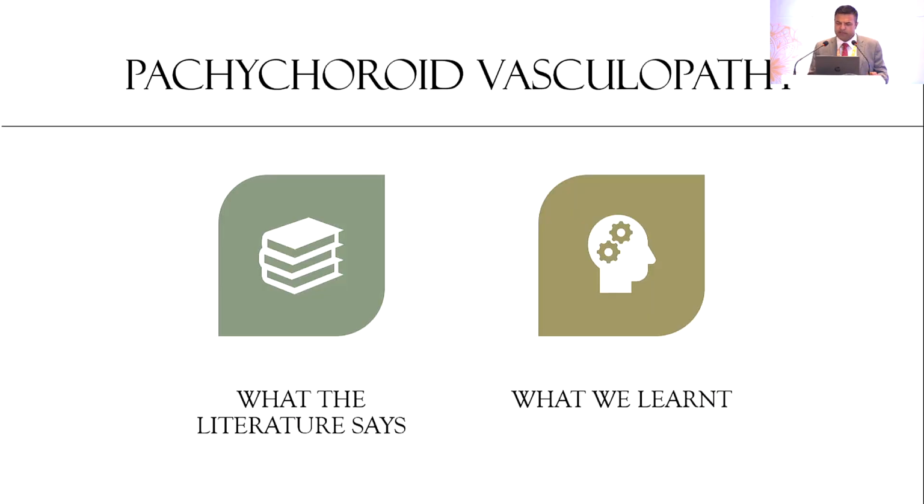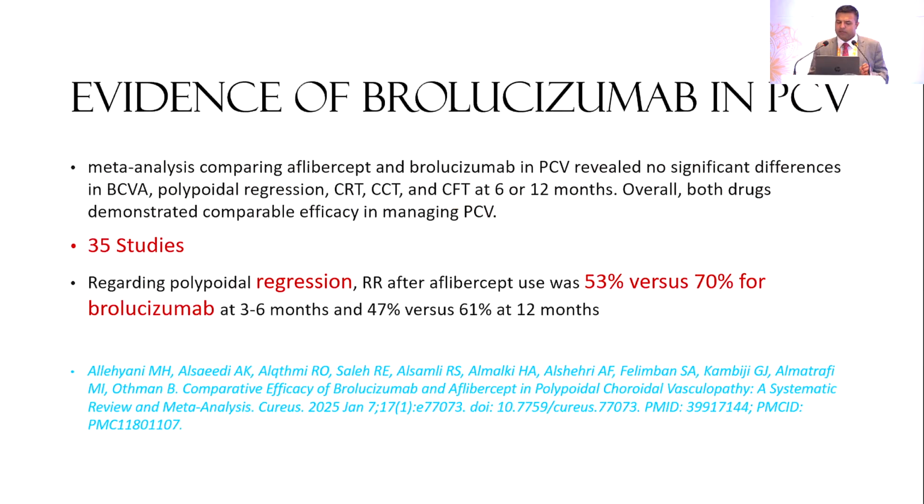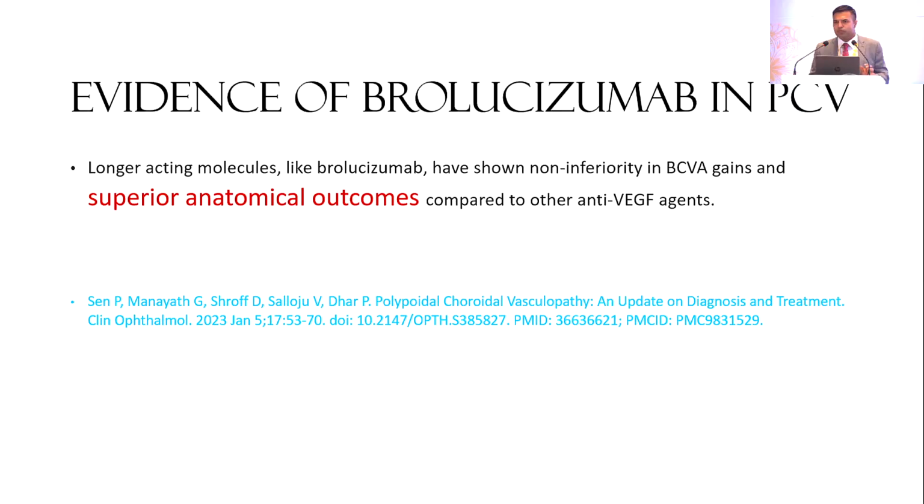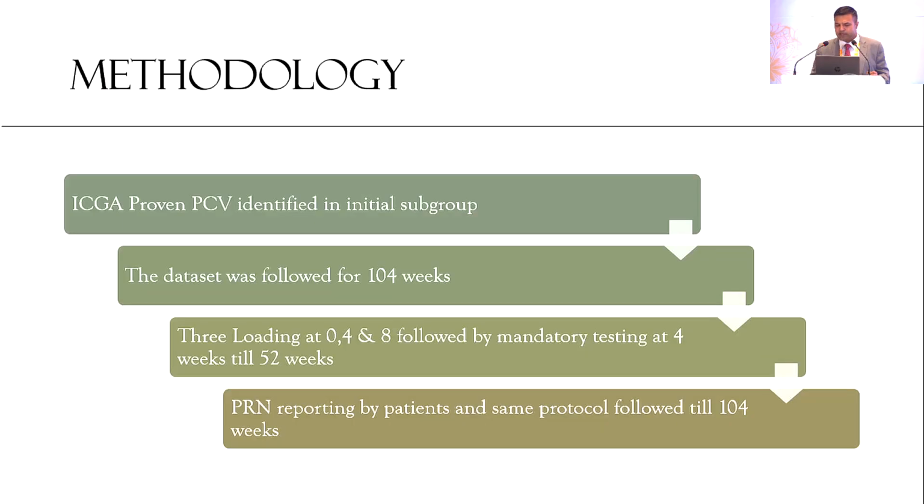So we sat down and started looking at the literature, which told us that though the visual improvements with aflibercept and brolucimab are similar in PCV cases, the regression of polyps is greater. More evidence suggests that with aflibercept just half of the patients achieve this regression, while it is close to about 3/4 with brolucimab. So the superior anatomical outcomes were established in other studies also. In our subgroup, we could identify 19 ICGA proven PCV cases in the brolucimab subset and 17 in the aflibercept subset, who were about a decade younger than the rest of the population in our study.